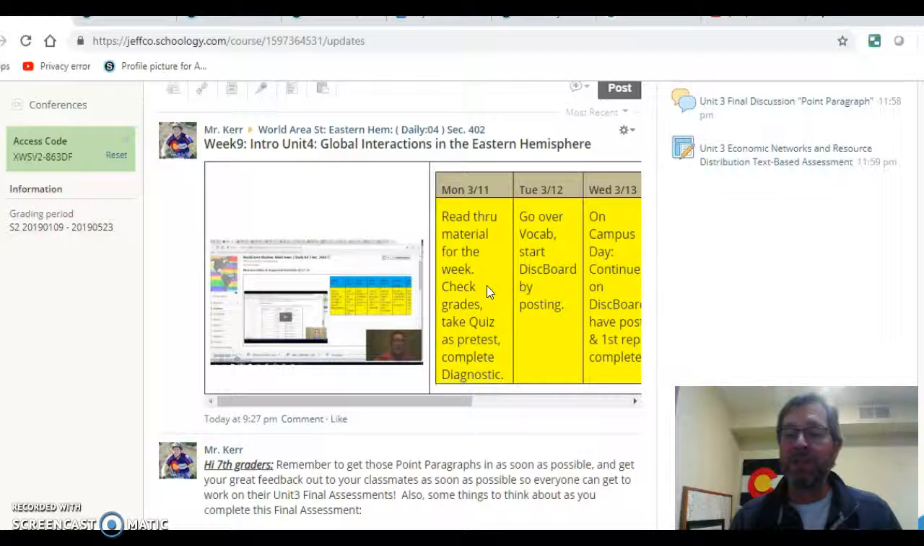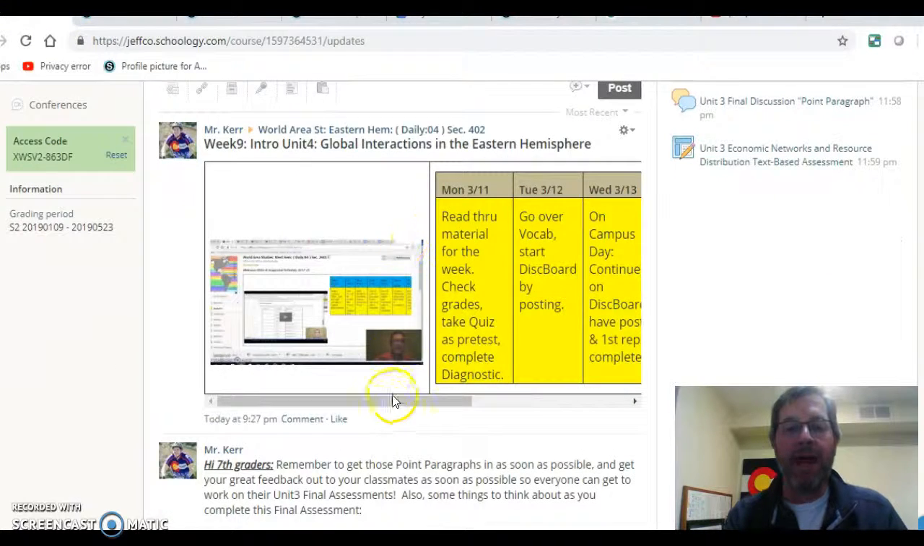Of course, Unit 1 was really about the foundations of civilizations, how civilizations began in the Eastern Hemisphere. Unit 2 was on types of government, both looking back in history, but also currently. So we've looked at the history of the Eastern Hemisphere and how civilization started. We've looked at different types of government. We've looked at the economic networks. And now Unit 4, we're going to tie it all together. History, government, and economics. We call it global interactions.